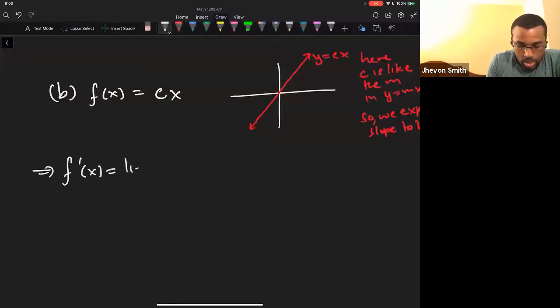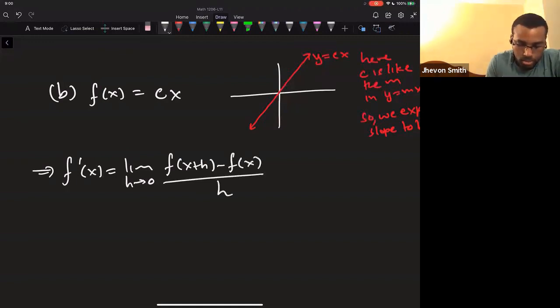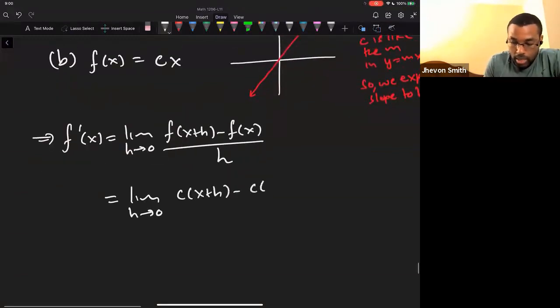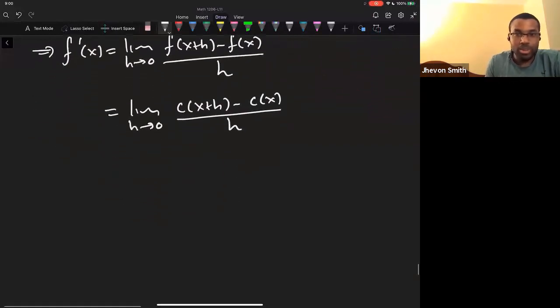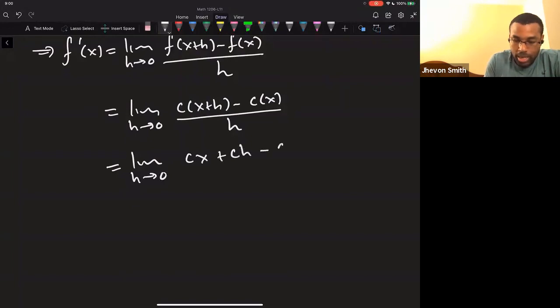Here, f prime of x equals the limit as h approaches 0 of f of x plus h minus f of x all over h. So this would give you c of x plus h minus c of x over h. I think the camera froze for a while, then finally caught up. Okay, this here is cx plus ch minus cx all over h.